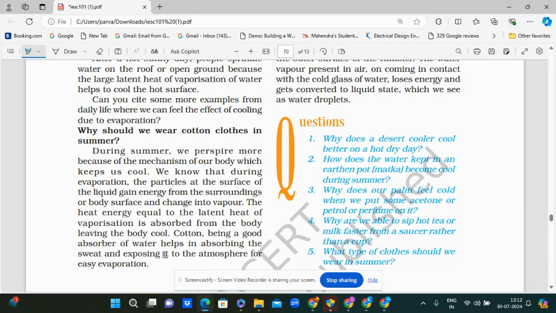So we need a source for it, right? If we wear a jerkin or any nylon related clothes, the water will not be absorbed, it will stay on our body itself. But cotton clothes will absorb the water and when it is evaporated, it causes cooling.